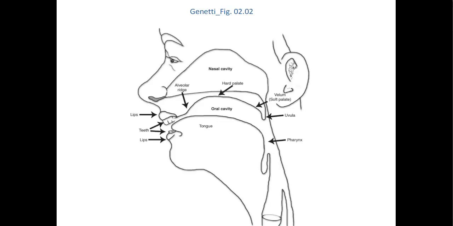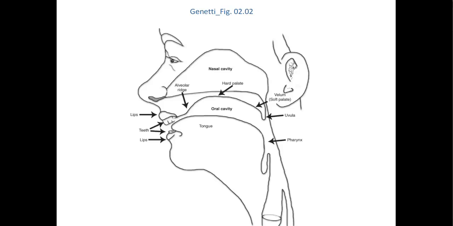first of all, the lips. We all know what the lips are. Those are used to produce a certain type of sound called labials or bilabial sounds. There's the teeth. Those are used to produce dental sounds. There's the alveolar ridge. Those are used to produce alveolar sounds. There's the tongue, which is used to produce a lot of different types of sounds. There's the hard palate, which is used to produce palatal sounds.